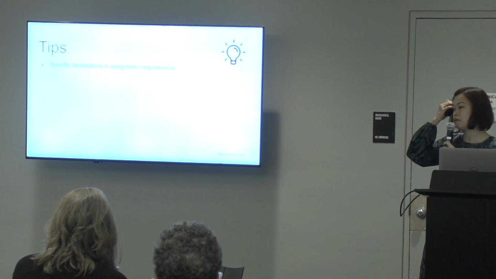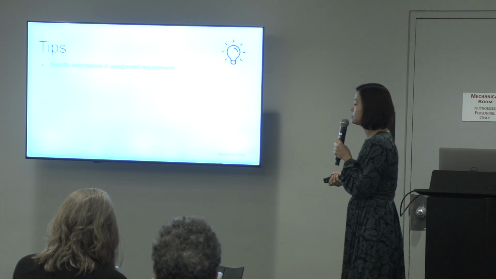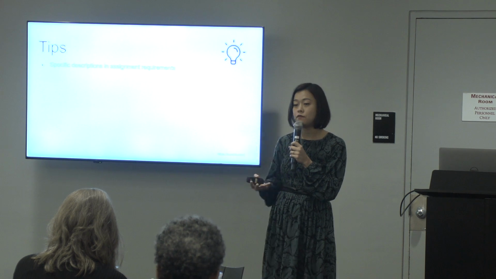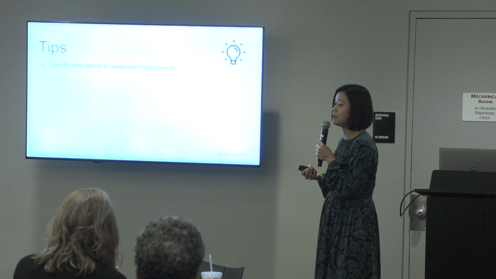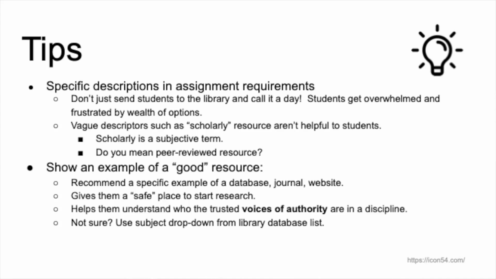Okay, so how can we help students overcome these barriers, get them to engage in meaningful ways with their research? One suggestion I have, based on a lot of things I've seen, is to set specific descriptions in your assignment requirements. So don't just send students to the library and call it a day. They get overwhelmed and frustrated, and a lot of times they turn to their old friend, their comfort zone, Google, right?